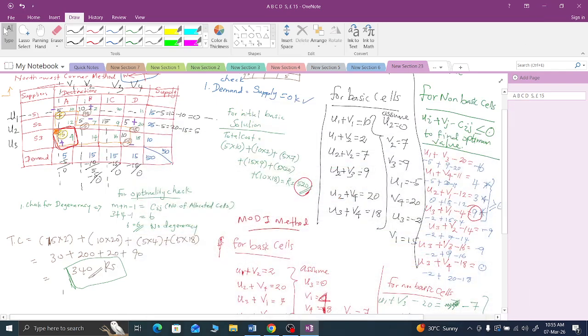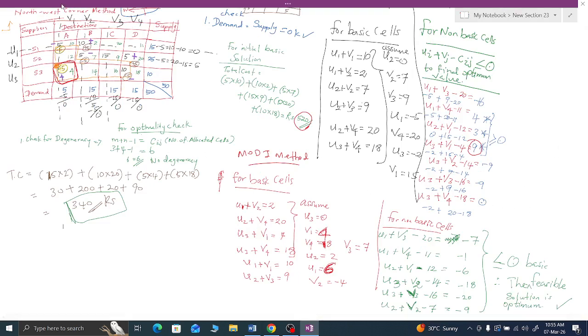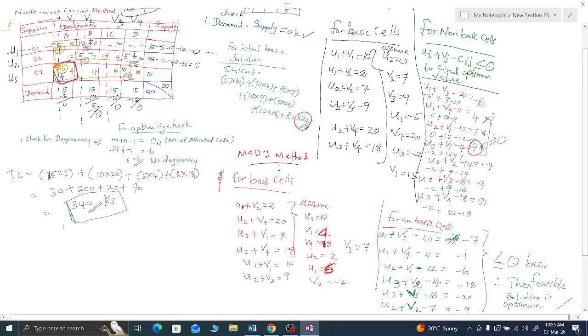Okay, let's start here because of the time-taking problem. So I'm shortening the calculations. After finding this, we found that our initial basic solution is not the optimal one, so we move to the MODI method.